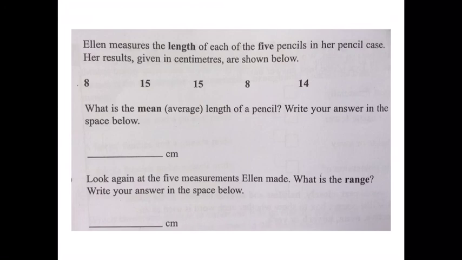Step 1 in calculating the mean, the average, is to add up all of the numbers. 15 and 15 is 30. 8 and 8 is 16. And we have to add on the 14. 0, 6 and 4 is 10. There's the 1 over. 3, 1, 1 and 1 is 6. So the total is 60.